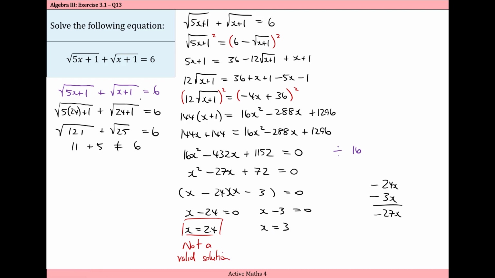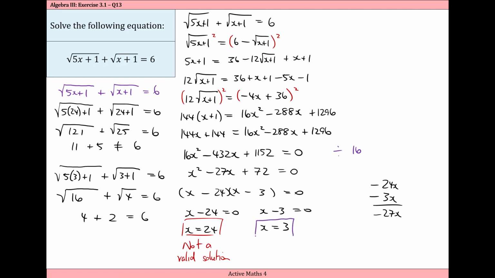So subbing it into the same original equation, we have the square root of 5 times 3 plus 1 plus the square root of 3 plus 1. And we're going to see if this is equal to 6. This is the root of 5 times 3 is 15 plus 1 is 16 plus the root of 3 plus 1 is the root of 4. And again, we're going to see if this is equal to 6. The root of 16 is 4, the root of 4 is 2, and 4 plus 2 is 6, which means that x equals 3 is the only valid solution to this irrational equation.